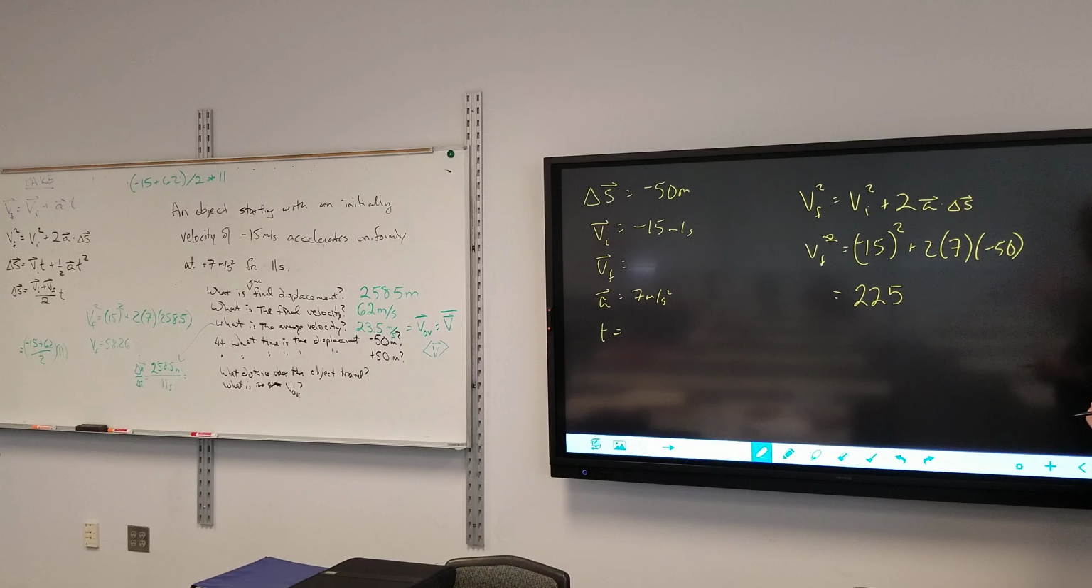Quick question, why are you not using a vector symbol over VF squared, VI squared? When we derived this, we did a dot product, or what's known as a scalar product. When you do a dot product between two vectors, you get a scalar. So this is actually finding final speed. We have to think through what the velocity is.